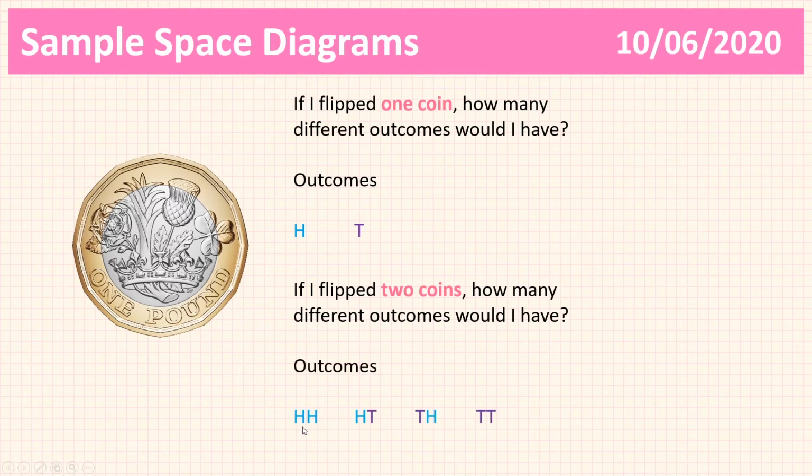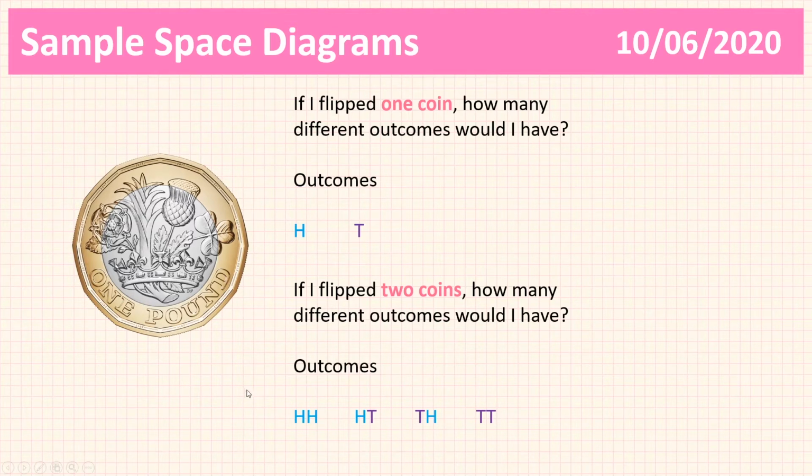So I could have a head followed by a head, so heads heads. I could then have a head followed by a tail. And then I could have a tail followed by a head. And then I could have a tail and a tail. Any other orientation or any other combination of the coins would be just a repeat, and these are the four that you can have. And what I've tried to do is go through these outcomes as systematically as possible.